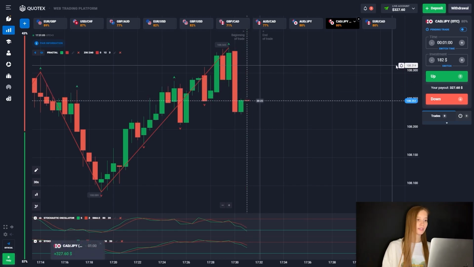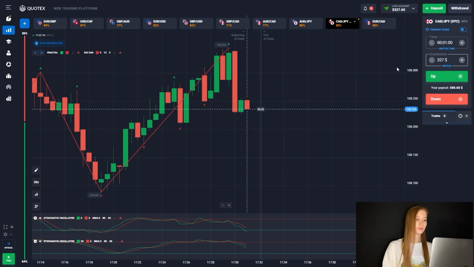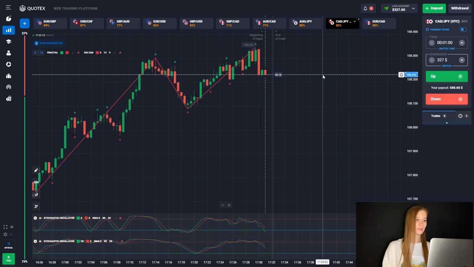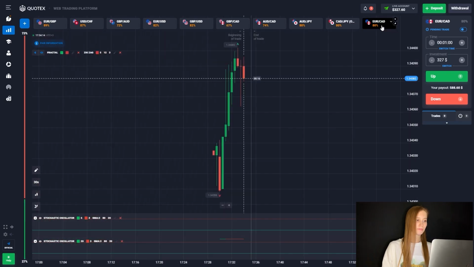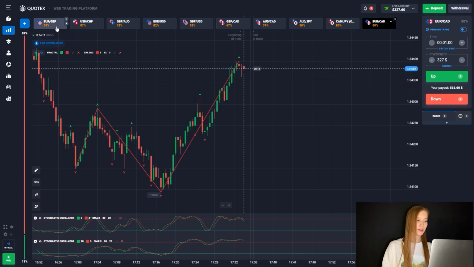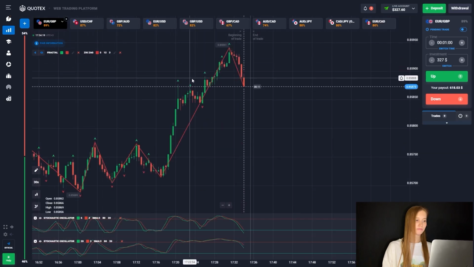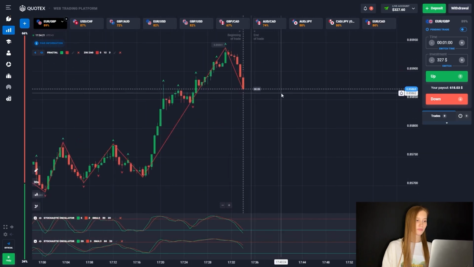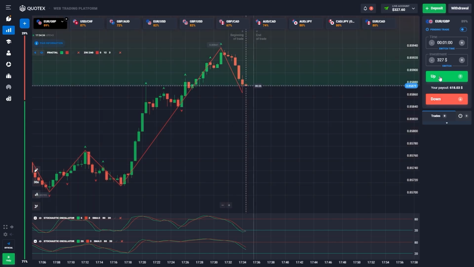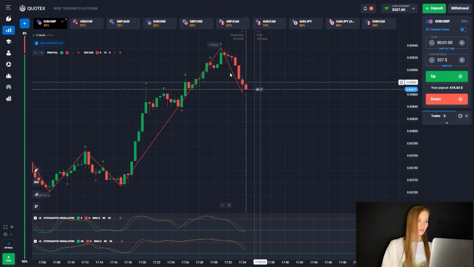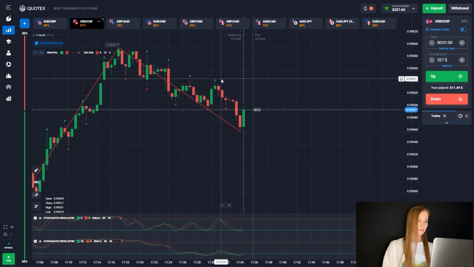So on the balance of $300, another trading plus, I'm very glad with this result. So let's select a concept bar. Let's wait for the end of this candle and follow the trend. So all the same.